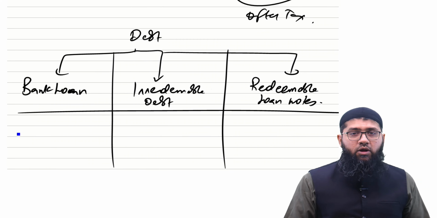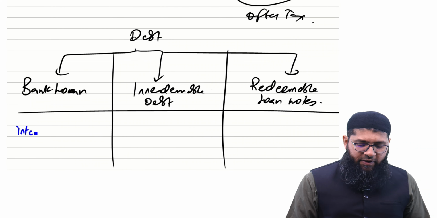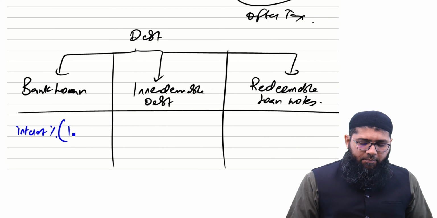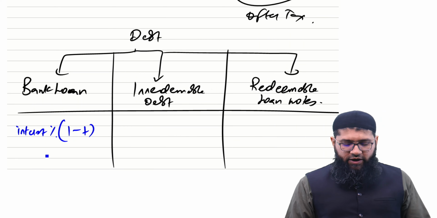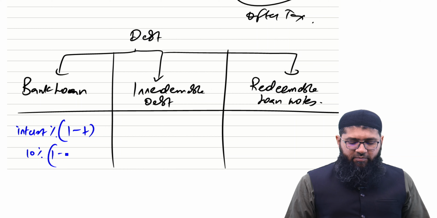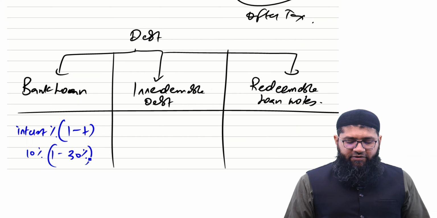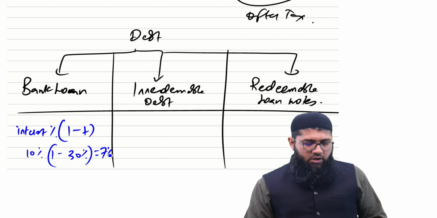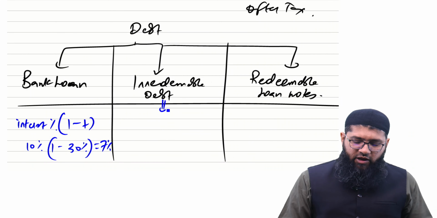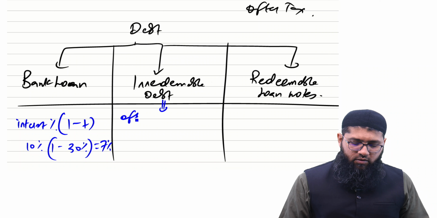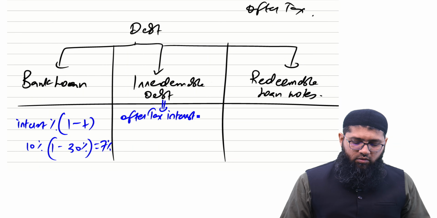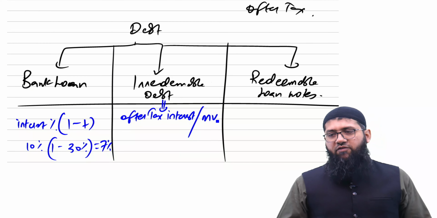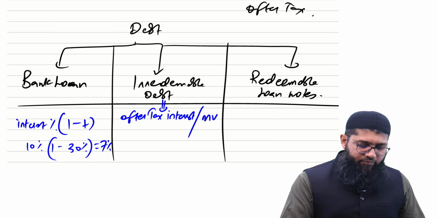For the bank loan, all you have to do is take the interest percentage multiplied by (1 minus T). So if you have a 10% loan, 10% multiplied by, if you have 30% tax, the net is 7%, which is Kd(1 minus T) for the bank loan. For the irredeemable debt, all you have to do is take the after tax interest divided by market value.